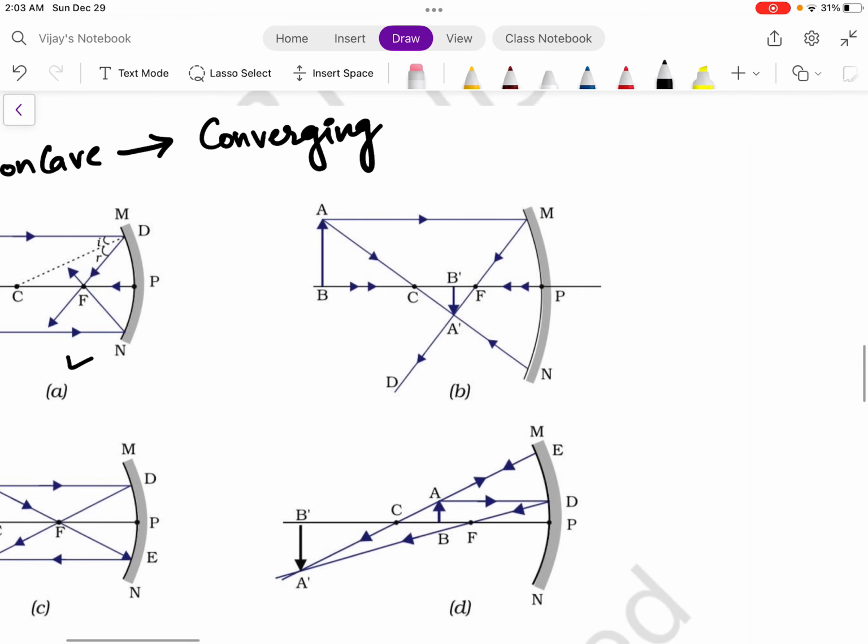Now the second position you can see. Now I kept the object just beyond C. So this is the object. Where is the image formed? Between C and F. And you can see the image has diminished. So the height of the object is more compared to the height of the image. So the image is diminished, and this image is formed on the left side. I am able to catch this image on the screen. So this is a real and inverted image.